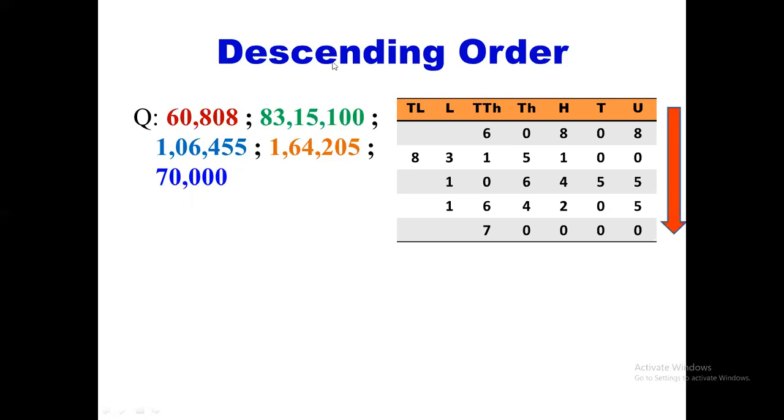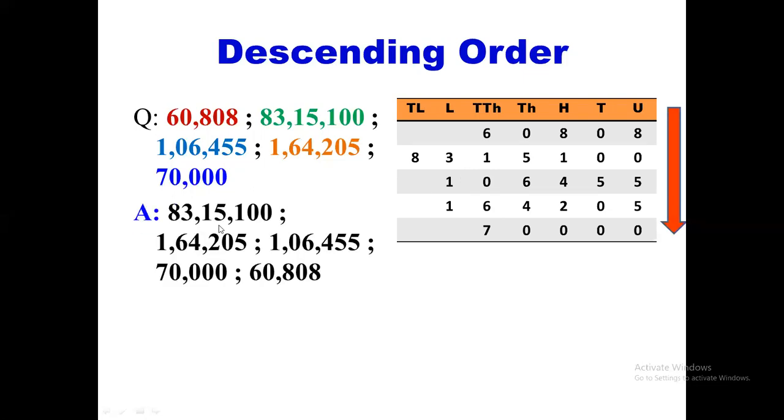Because I have to arrange in descending order, I'm going to find out which one is the biggest. Over here, 83 lakh 15,100 is the biggest because it has 7 digits in it, and it stands on 10 lakh, so it will be your biggest number. Here I got the answer.